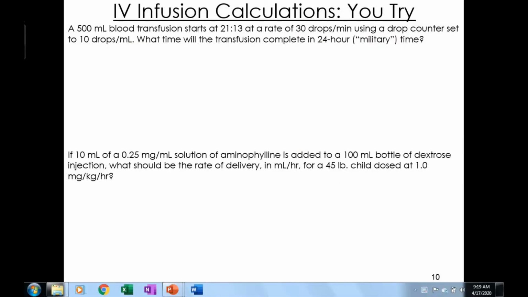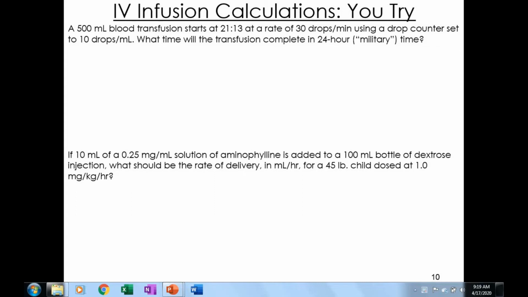Okay, we have a second page of infusion problems here. This one involves determining time. So we have 500 mils of a blood transfusion that starts at 21:13, which is in military time. That means that we don't have any PM hours, so we just continue to count after 12 noon. So instead of 1 o'clock, it's 13, and then 2 o'clock is 14, and so forth. You count all the way around to 24 and then restart the clock. So it can be a little less ambiguous to use military time.